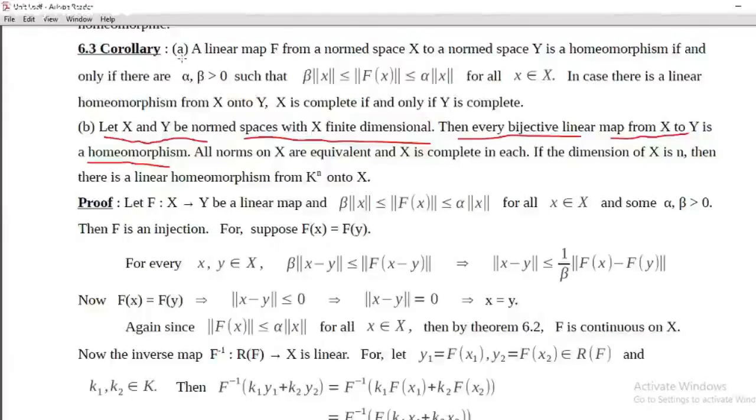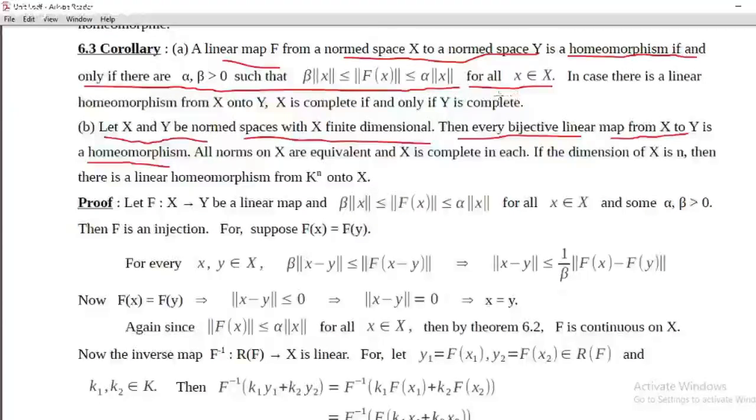And in part A, we already proved that a linear map from a normed space X to a normed space Y is a homeomorphism if and only if there are alpha, beta greater than 0 such that beta times norm x is less than or equal to norm of f(x), which is less than or equal to alpha times norm x, for every x belonging to X. Therefore, to prove a bijective linear map from X to Y is a homeomorphism, we can use this result.